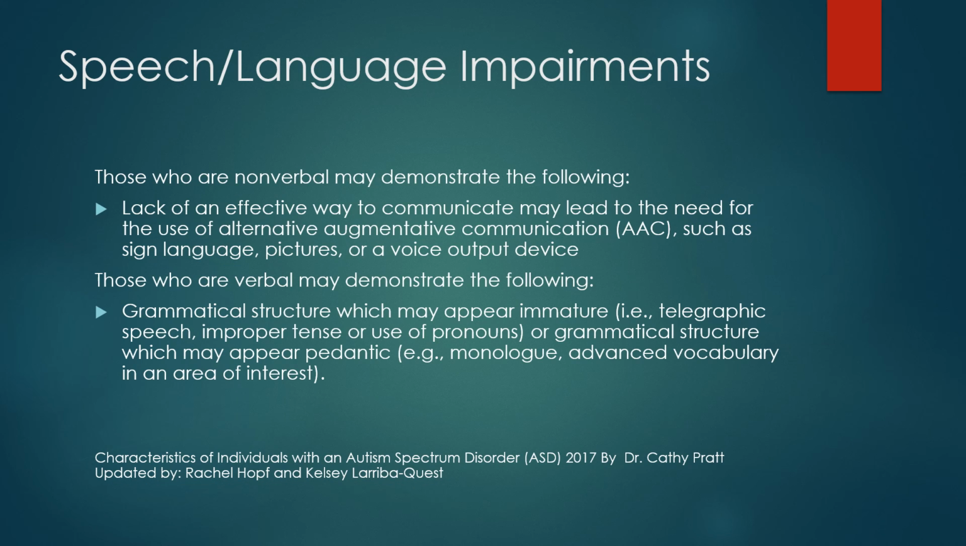Speech-language impairments. Those who are nonverbal may demonstrate the following: lack of an effective way to communicate may lead to the need for the use of alternative augmentative communication, such as sign language, pictures, or a voice output device. Those who are verbal may demonstrate the following: grammatical structure which may appear immature, that is, telegraphic speech, improper tense or use of pronouns, or grammatical structure which may appear pedantic, for example, monologue, advanced vocabulary in an area of interest.